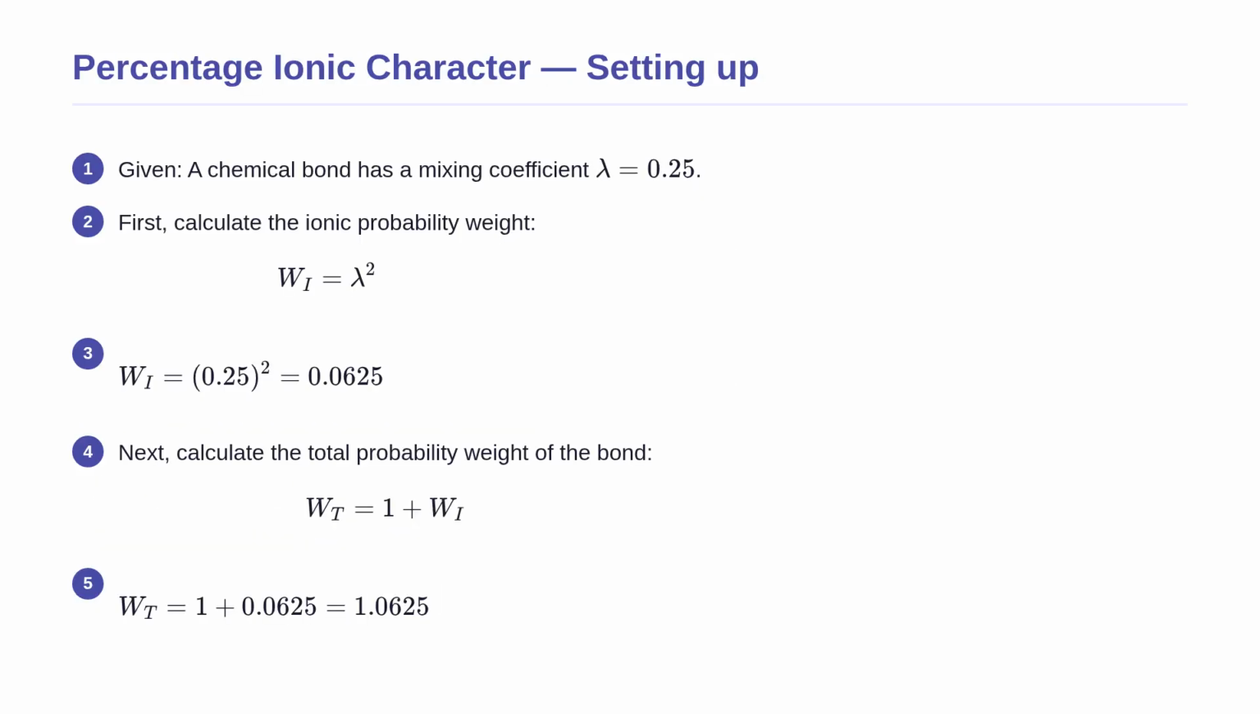Let us see this with a concrete example. Suppose a chemist determines that the mixing coefficient lambda for a bond is 0.25. We want to find the percentage of ionic character. First, we square lambda to find the ionic weight. 0.25 squared gives us an ionic weight of 0.0625. Next, we need the total weight of all parts of the bond combined. We add the pure covalent base weight of 1 to our ionic weight, giving a total weight of 1.0625.